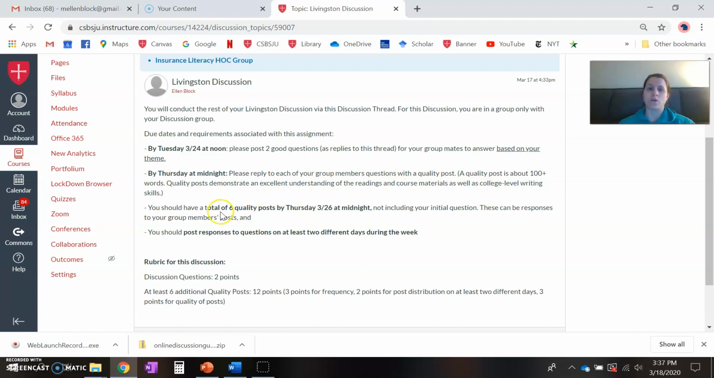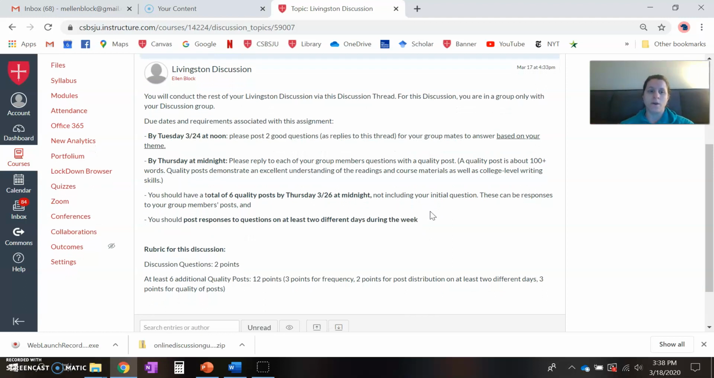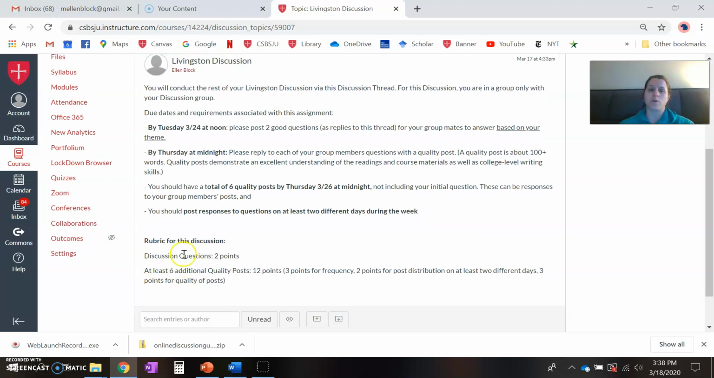And then you should have a total of 6 quality posts. So in addition to responding to each group member, you'll post back and forth minimum. So if you have things to respond to for other people, then you can do it. But you have to have 6 sort of quality posts, and I'll explain what those are. And then it says here you should post responses to questions on at least 2 different days during the week, and that's again so that you're looking at what other people say and engaging with it. Here's the rubric for this.